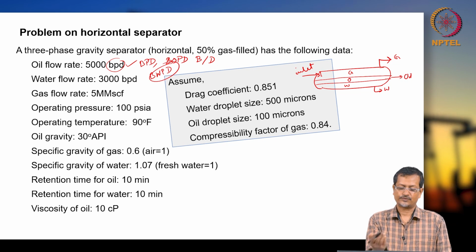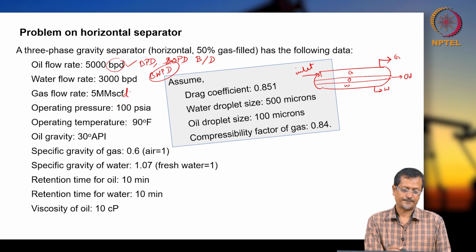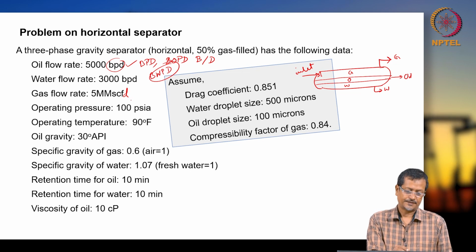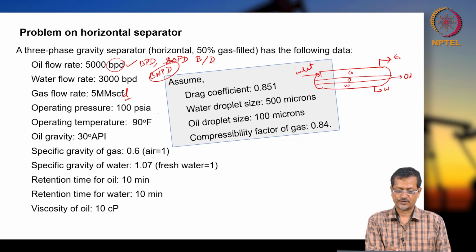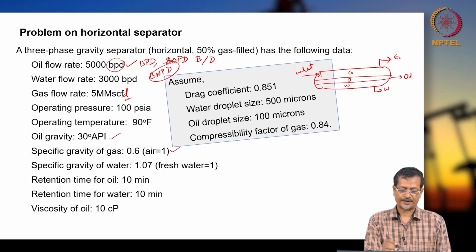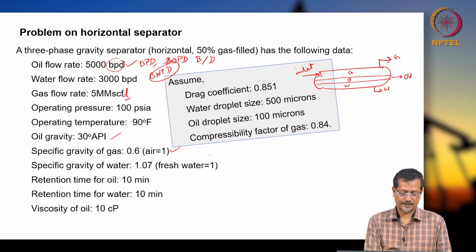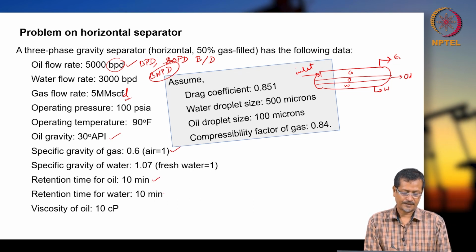Many books use different types of symbols. Gas flow rate MMSCFD, the D should be there: 5 million standard cubic feet per day. Per day means you are writing the D term. Operating pressure 100 psi, absolute pressure. Operating temperature 90 degree Fahrenheit, oil gravity 30 degree API, gas specific gravity 0.6, which is relative to air. Specific gravity of water, fresh water if we assume 1, then a little bit higher gravity is there, whatever water you are using. Retention time 10 minutes for both oil and water.